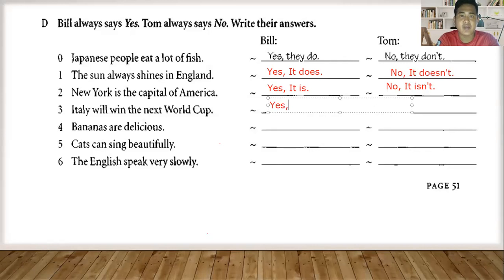We have to end because our Zoom is nearly ending. Okay. Teacher, correct this one. One more. Yes, they will. No, they won't.